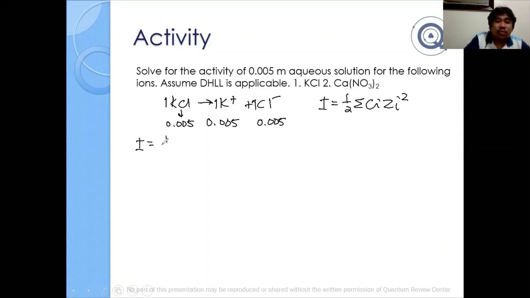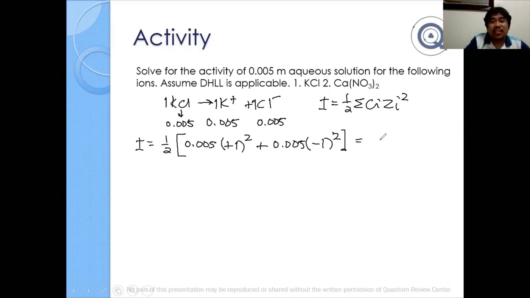Okay? So, let's now get the I. I is equal to 1/2 summation ng CiZi squared. So, dumuna tayo sa K plus. For the cation, the concentration is 0.005, then the charge is positive 1 squared, plus 0.005 for the Cl minus times negative 1 for the charge squared. Hindi naman magmamatter yung pagka-negative kasi is square naman. So the answer here will be 0.005.